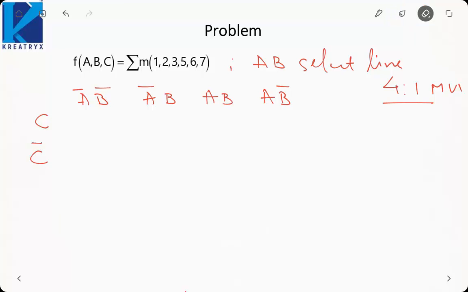Or let us say C bar and C. So if all are complement, this will be the 0th minterm. If it is A bar B C bar, it is second. If it is A B C bar, it is which one? 6th. If it is A B bar C bar, it is 4. If it is A bar B bar C, it is 1. If it is A bar B C, it is 3. If it is A B C, it is 7. If it is A B bar C, then it is 5. So these are the minterms that are there. And which ones are 1? 1, 2, 3, 5, 6, 7.